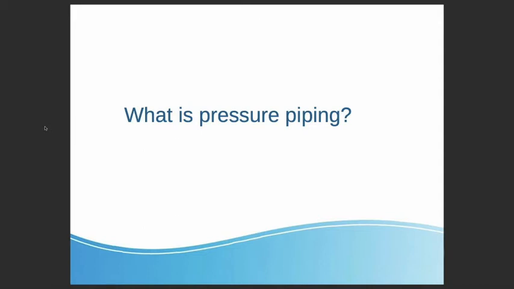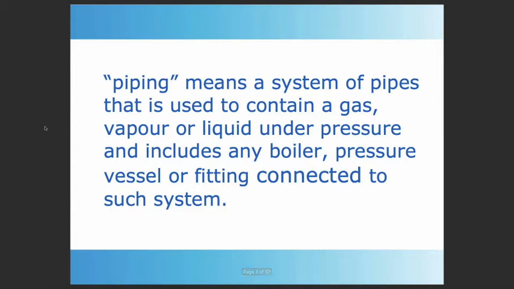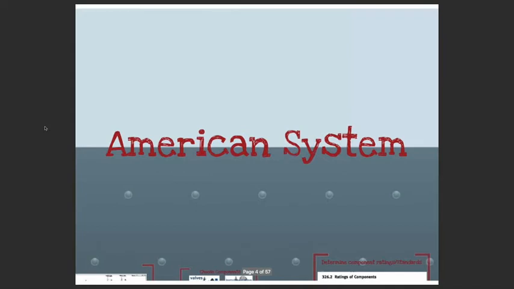So what is pressure piping? Well, a pressure piping system means a system of pipes that is used to contain a gas, vapor, or liquid under pressure and includes any boiler, pressure vessel, or fitting connected to such system. So let's begin the contrast between USA and Canada by contrasting how Americans build a piping system versus how Canadians build a piping system.